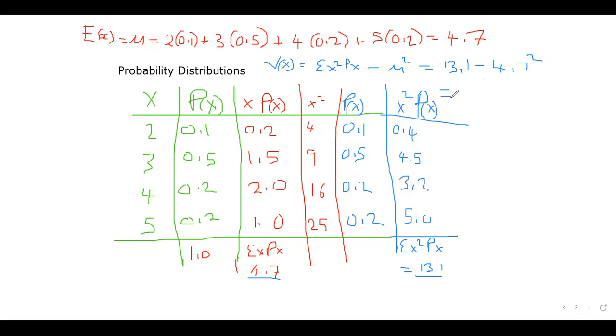So let's go through again what we've done. We're given these two values here. So how do we get this column? 2 by 0.1, we got 0.2. 3 by 0.5, we got 1.5. 4 times 0.2, we get 0.8.